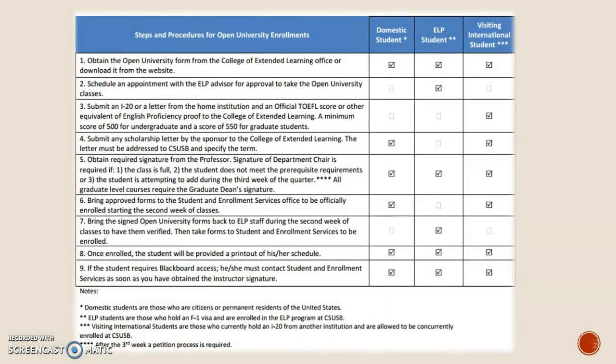Here are the steps and procedures for the Open University enrollments. As you can see, there's three different columns: domestic students, English language placement students, and visiting international students. In order to successfully enroll them into classes, each student that falls under these categories must follow these steps and procedures in order to be successfully enrolled into the Open University program.